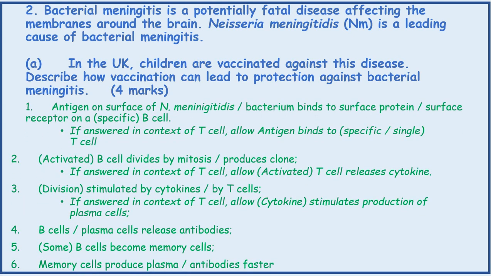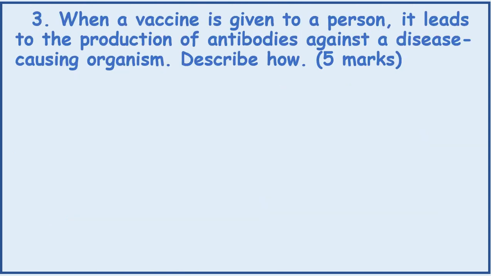The antigen on the surface of the bacterium binds to a surface protein or receptor of a specific B cell. The B cell divides by mitosis or produces clones. Stimulated by cytokines from T cells, B cells or plasma cells release antibodies. Some B cells become memory cells. Memory cells produce plasma cells or antibodies faster.